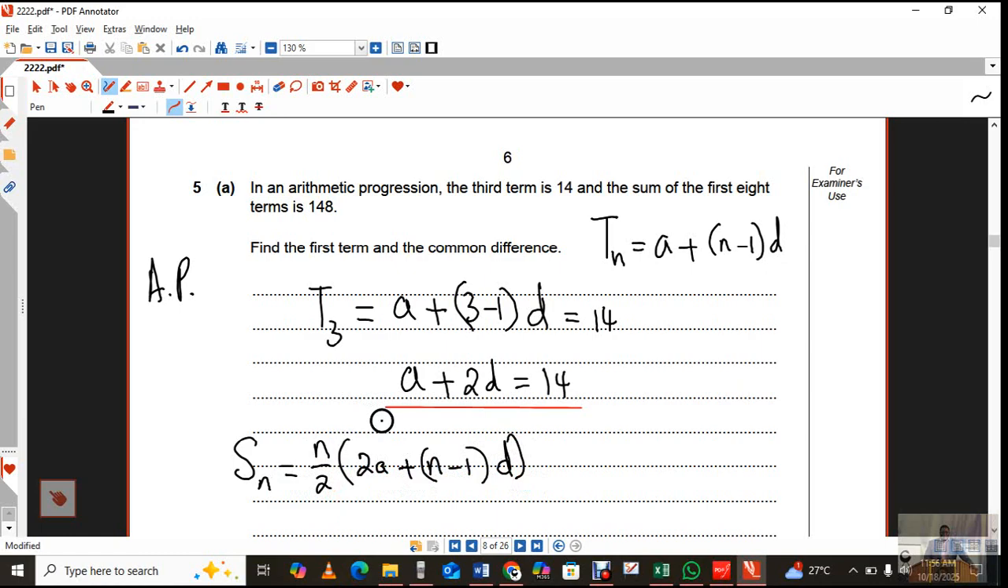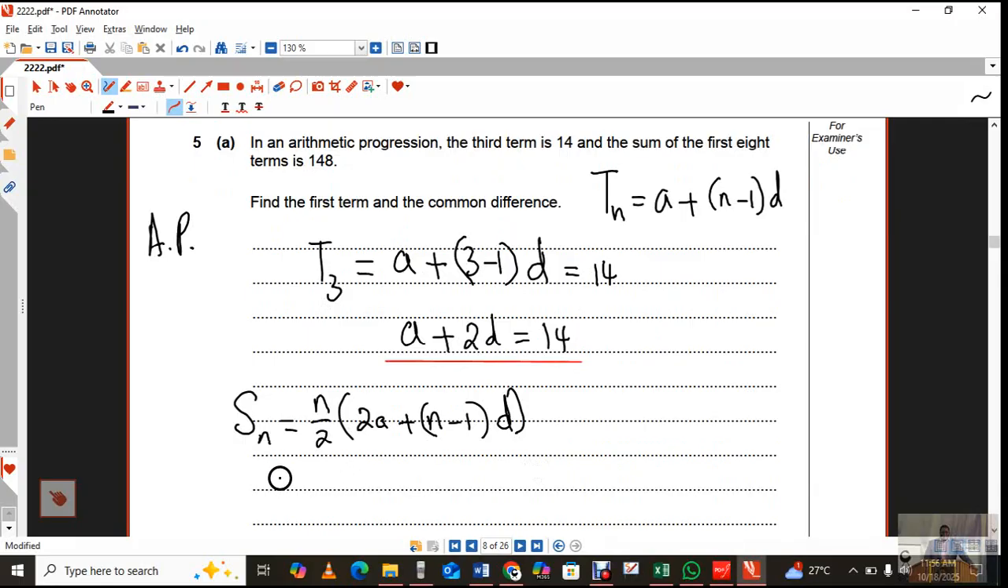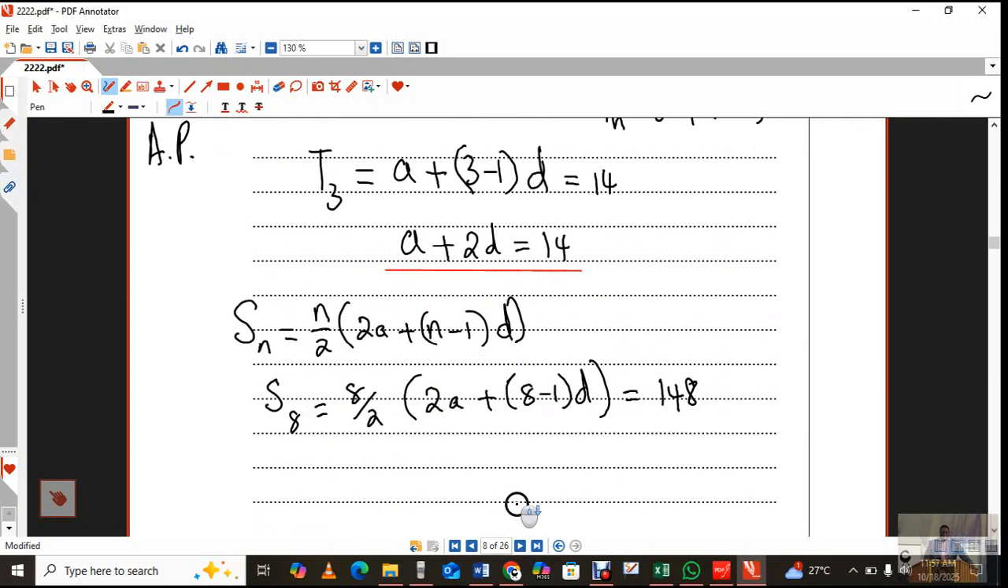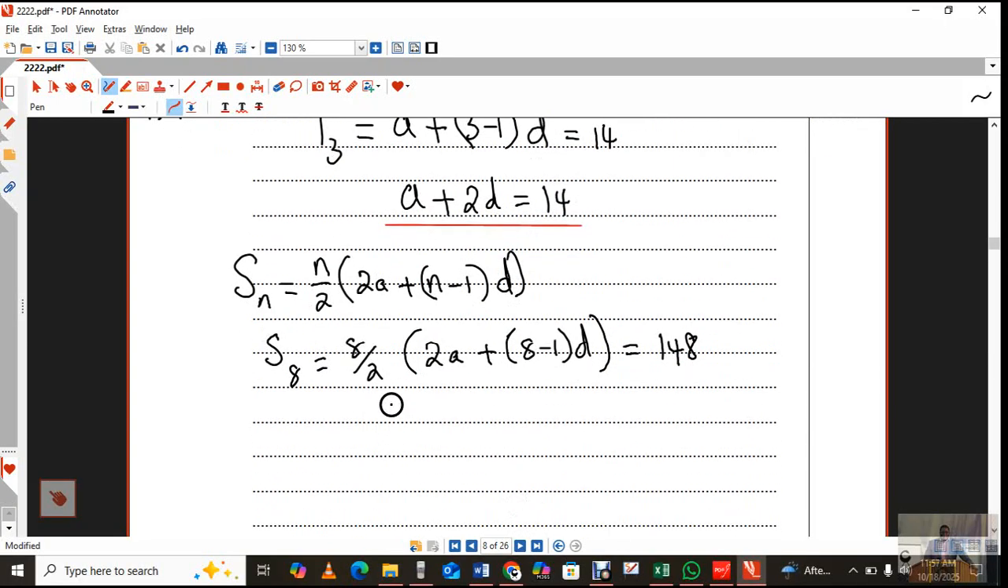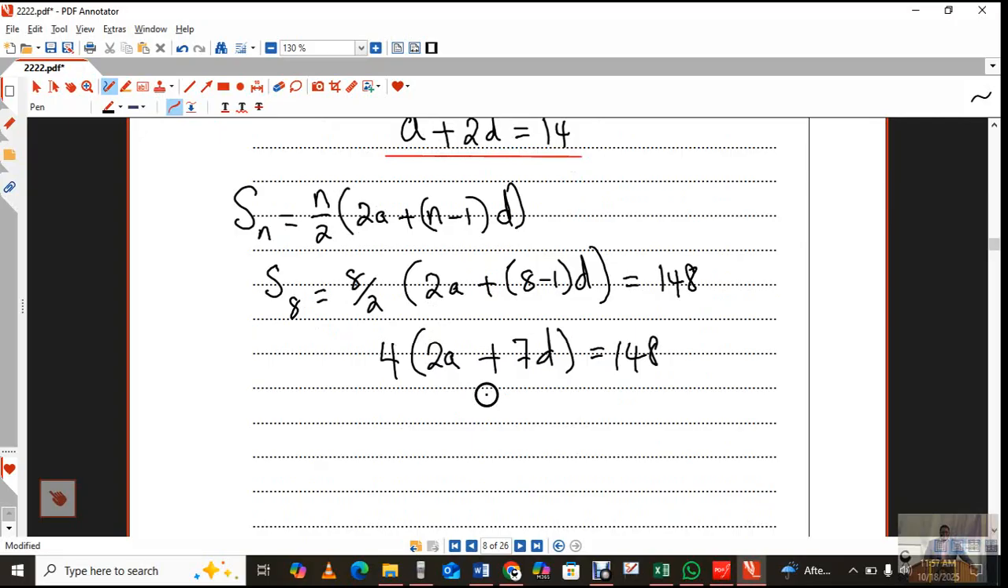So we need to see what we can substitute. They are telling us the sum of the first 8 terms will be 8 over 2, then 2a plus (8 minus 1) times d, which is equal to 148. I'm going to clean this formula to create a second equation. I have 4 in brackets, 2a plus 7d, equals 148. I can still clean this up by dividing both sides by 4, and at the end of the day I have 2a plus 7d equals 37.